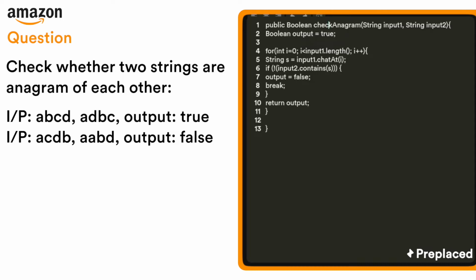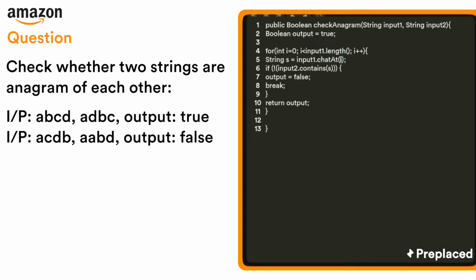So I have made a function checkAnagram. I am taking two inputs that the user is providing, ABCD and ADBC. I have taken an output boolean variable and set it to true by default. Now I am iterating a loop through the length of the input the user has provided, and for the first iteration I am taking out the first character with the charAt function.